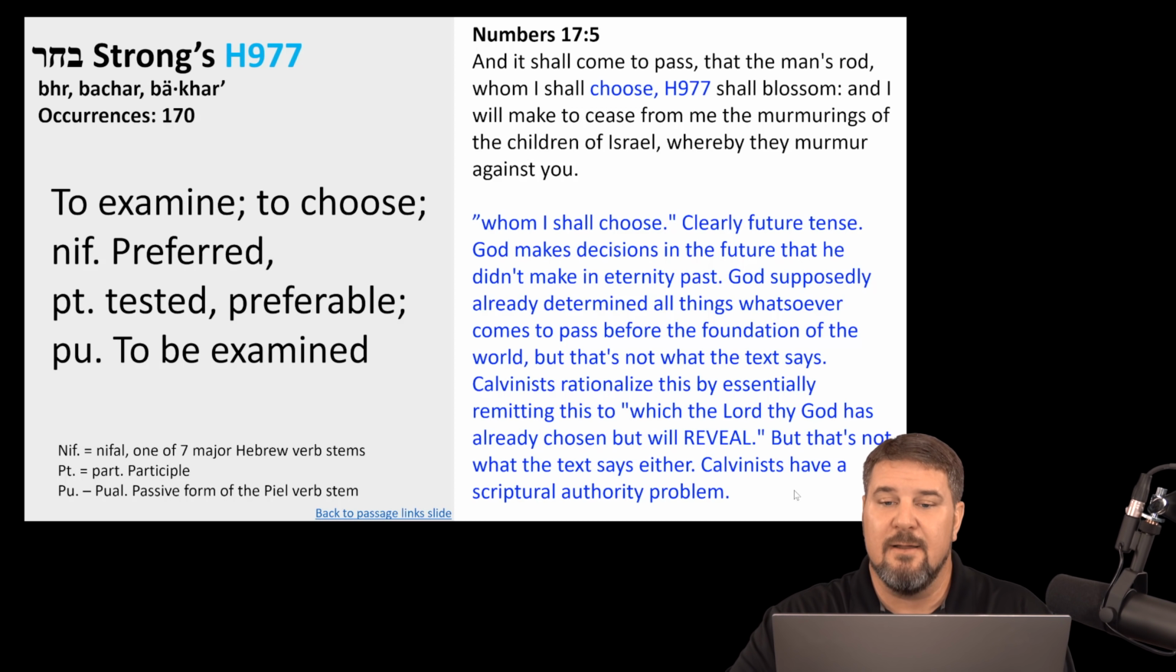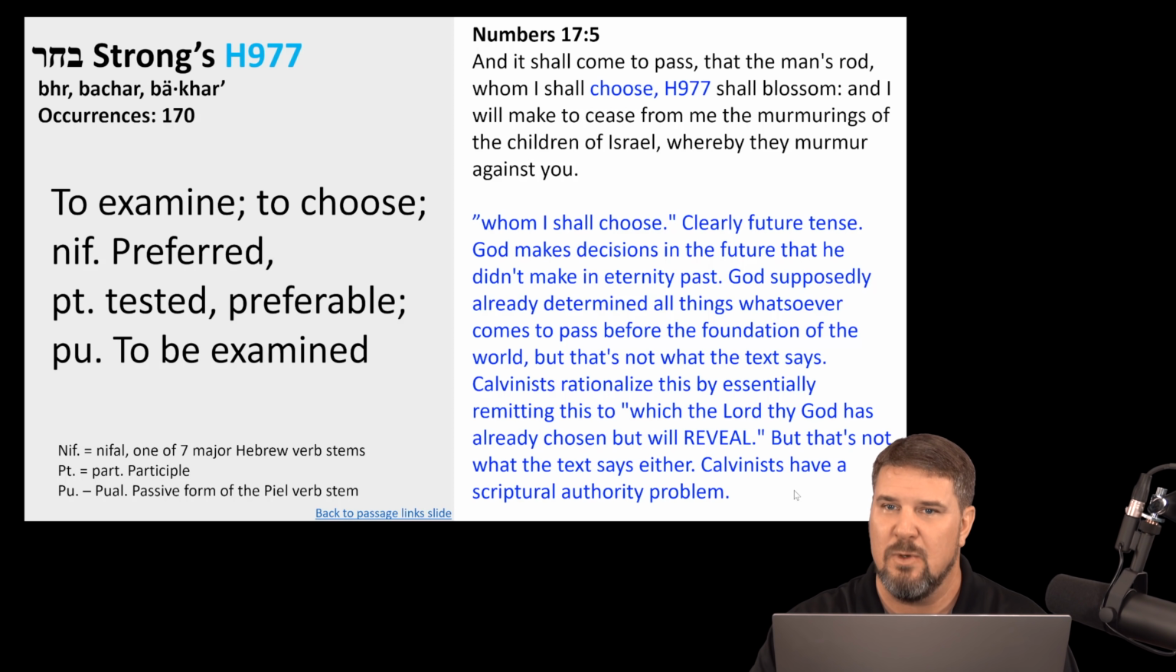Again, Numbers 17:5, and it shall come to pass that the man's rod whom I shall choose shall blossom. Now, whom I shall choose, God doing the talking here, is clearly future tense. God makes decisions in the future that he did not make in eternity past. God supposedly already determined all things whatsoever comes to pass before the foundation of the world, but that's not what the text says. Calvinists rationalize this by essentially remitting this to which the Lord thy God has already chosen but will reveal. So they believe in some kind of decretive will of God versus a revealed will of God, but the Bible doesn't have anything to say about that. It's just telling you what's happening. But that's not what the text says either.